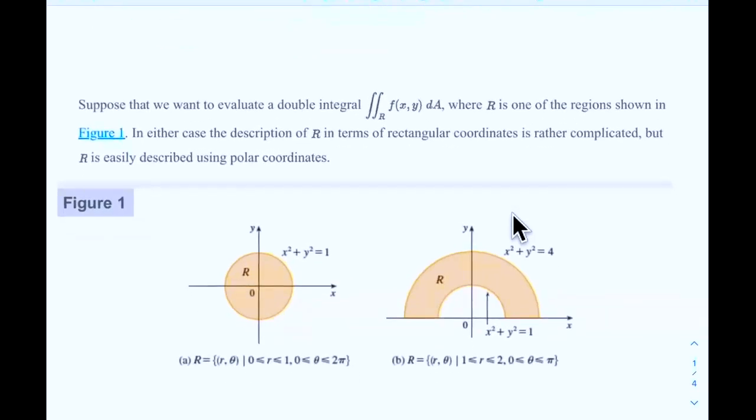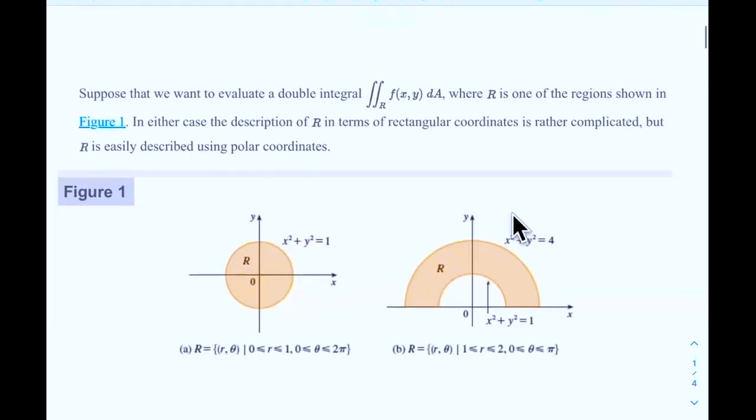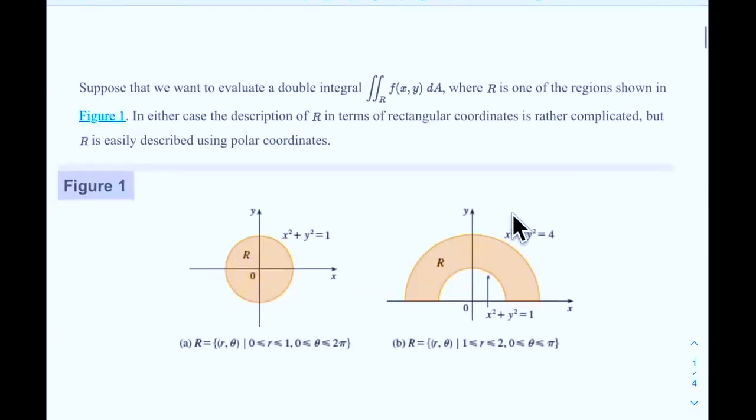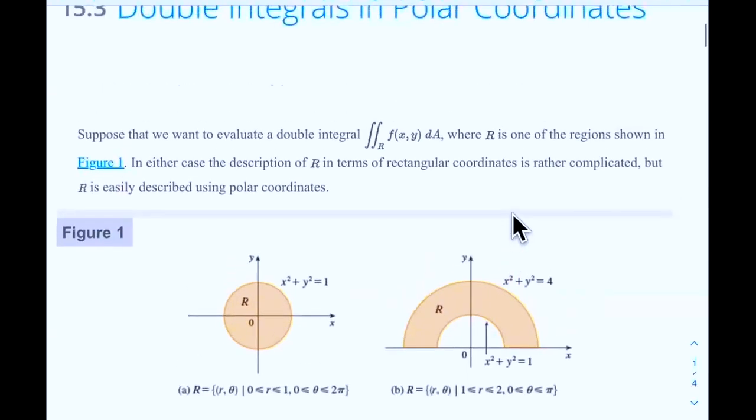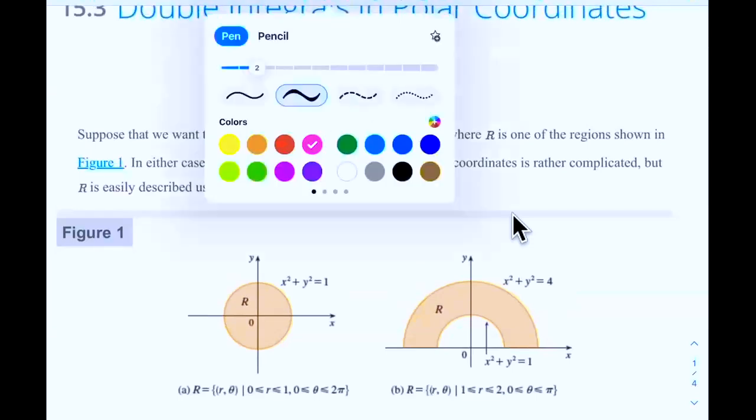If you use rectangular coordinates, it's going to be a little bit complicated to express this region, and this region also. However, if we use polar coordinates, it will be easier to express these regions. Let me give you a quick review of polar coordinates.